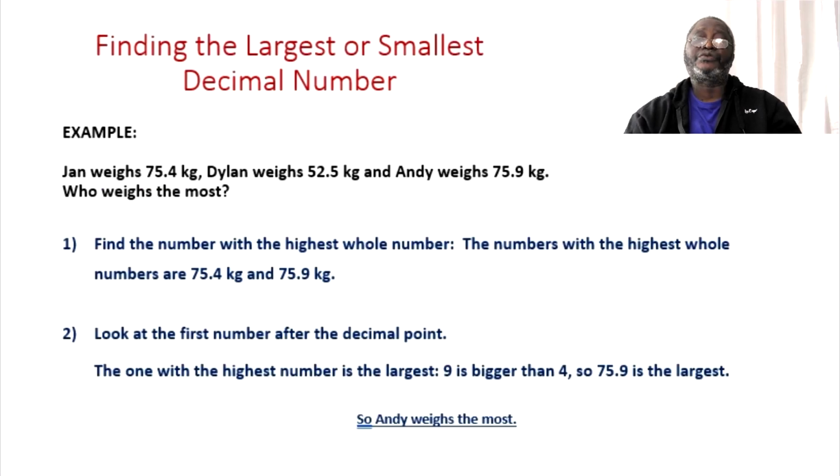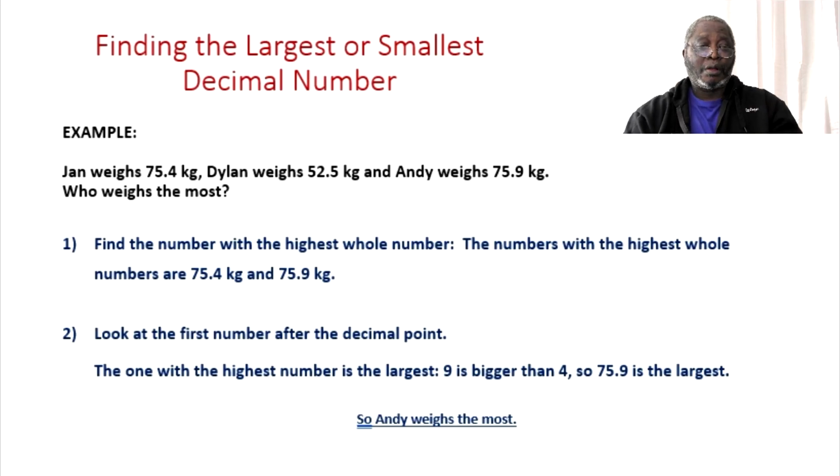Here is an example for us to work on. Jane weighs 75.4 kilograms. Dylan weighs 52.4 kilograms and Andy weighs 75.9 kilograms. Who weighs the most? How do we compare it? Remember the example we did? Yes. Make sure you arrange them in correct decimal places, the exact number of decimal places. The whole numbers are already okay. It's the decimal places that you have to arrange properly.